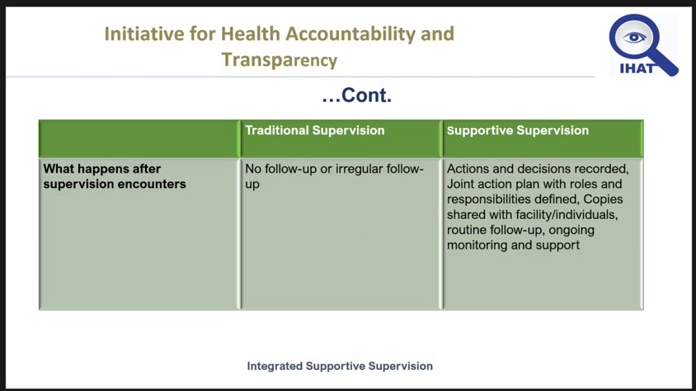Looking at what happens after supervision encounters. In the traditional supervisory role, the supervisor does no follow-up, or there is an irregular follow-up after supervision. While in supportive supervision, actions and decisions are recorded, a joint action plan with roles and responsibilities is defined, copies are shared with health facilities and individuals, a routine follow-up is carried out, and ongoing monitoring and support is continuous.